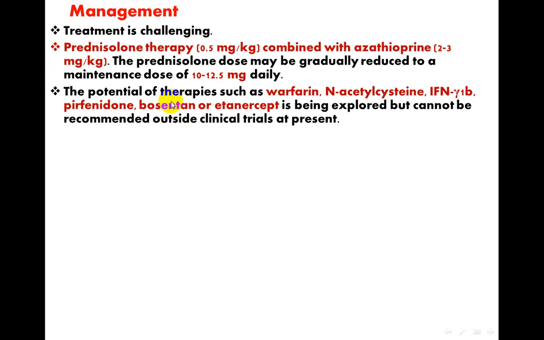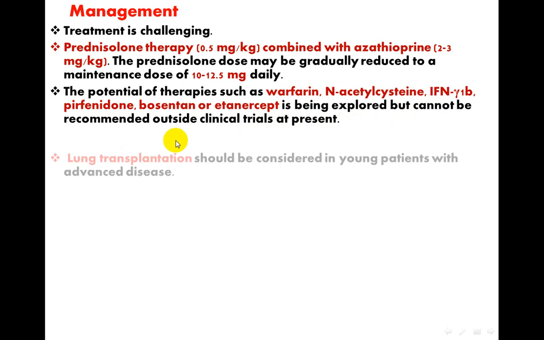Other potential therapies, such as warfarin, acetylcysteine, interferon, pirfenidone, bosentan, and etanercept, which is a biological therapy we'll discuss in the third stage under the topic of pharmacology, anti-rheumatic drugs, specifically biological therapy, are being explored but cannot be recommended outside clinical trials at present.